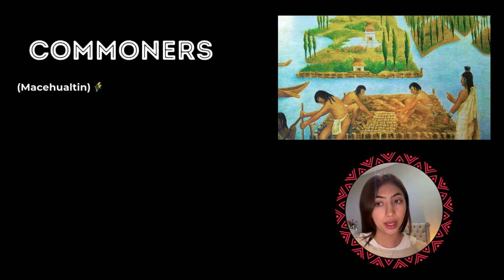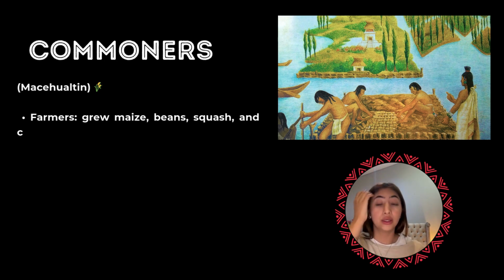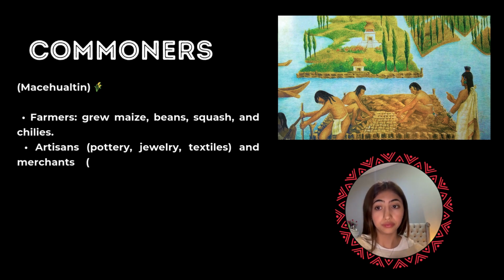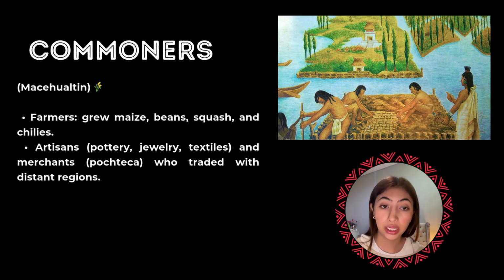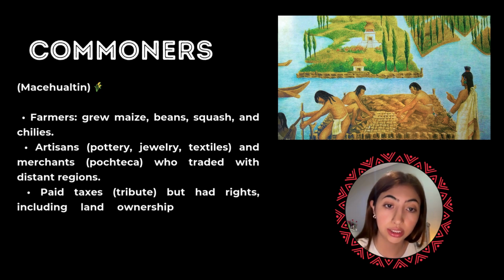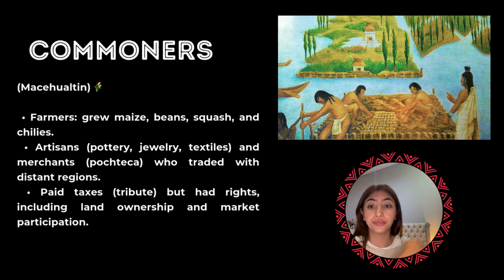So, let's talk about commoners. The commoners were called macehualtin. They were the common people of Aztec society. They made up the majority of the population. They were mainly farmers, artisans, and traders. The majority of the commoners were involved in agriculture, growing crops such as corn, beans, squash, and chilies. The artisans and traders made goods like pottery, jewelry, and textiles.